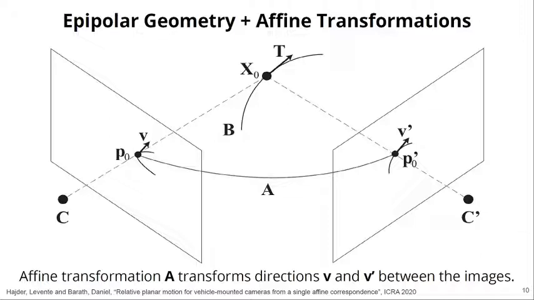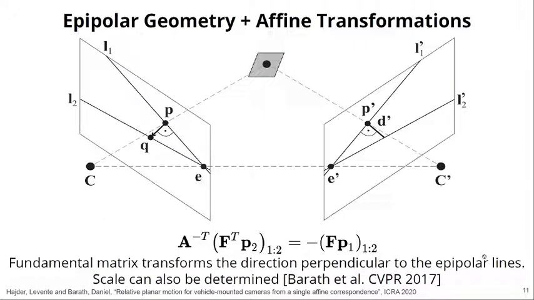If there is a spatial direction represented by vector t, and it is projected to the images, the affine transformation transforms the directions v and v prime between the images, where v and v prime are the projections of the spatial direction. The authors of this paper have shown that for stereo vision, an affine transformation transforms the perpendicular direction to the epipolar lines into each other.